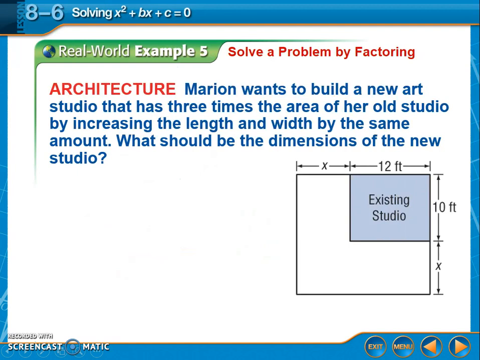Okay, Marianne wants to build a new art studio that has 3 times the area of her old art studio by increasing the length and width by the same amount. What should the dimensions of the new studio be? So we're looking at the dimensions. So this length over here is going to be x plus 12. And this one over here is going to be 10 plus x.